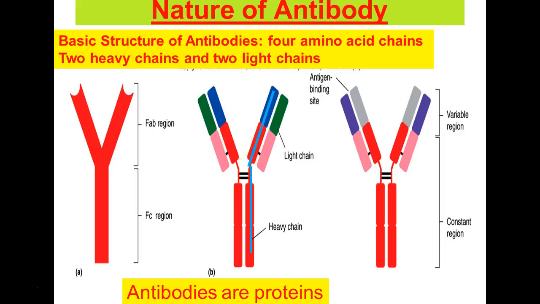Antibodies are proteins made by two chains of amino acids. One continuous chain is longer than the other and is called the heavy chain. Each antibody molecule has two heavy chains. Here is one, and adjacent to it is the second heavy chain. There are also two shorter amino acid chains called the light chains. Here's one, here's the other. These are the light chains of the antibody.